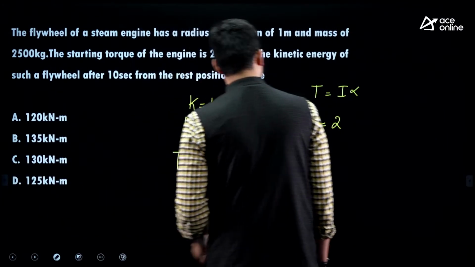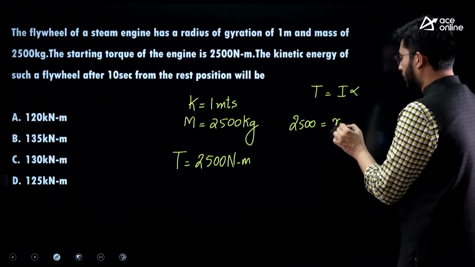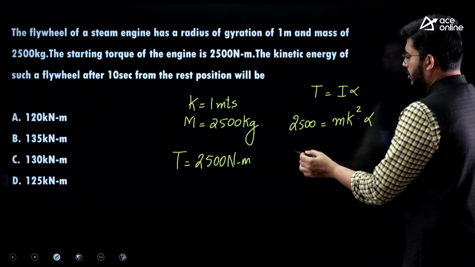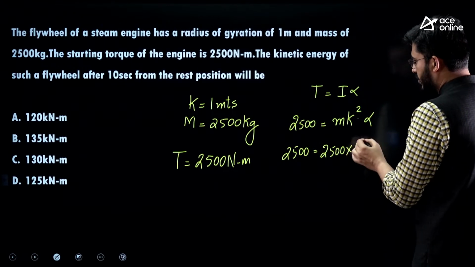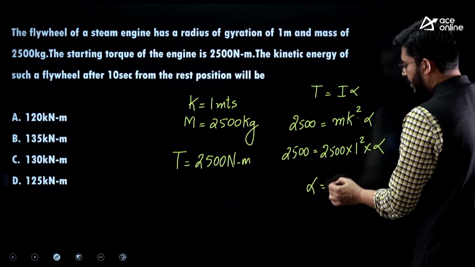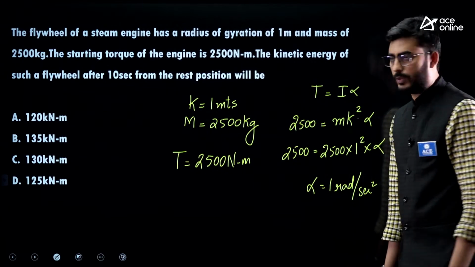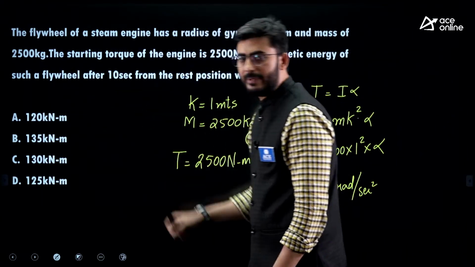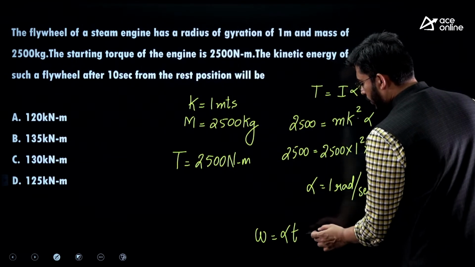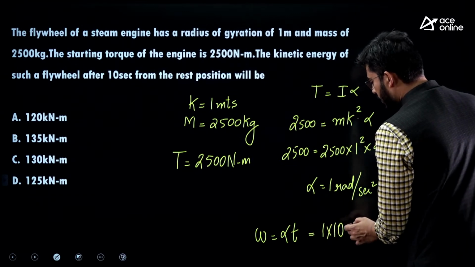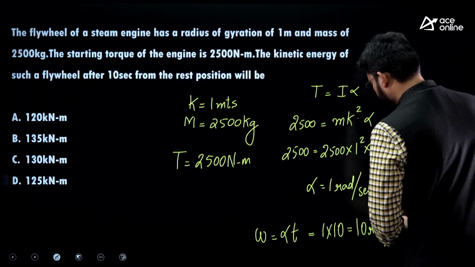I is equal to mk square into alpha. So here this will be 2500 is equal to 2500 into 1 square into alpha. So alpha here will be equal to 1 radian per second square. So after 10 seconds, what will be the speed? Omega is equal to alpha into t. So after 10 seconds, the speed will be 10 radians per second. This will be the speed.